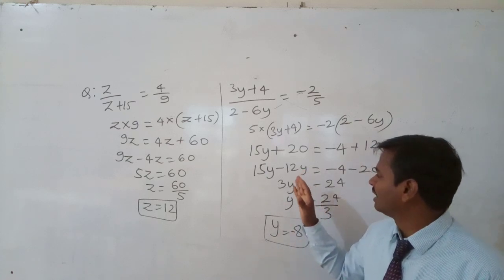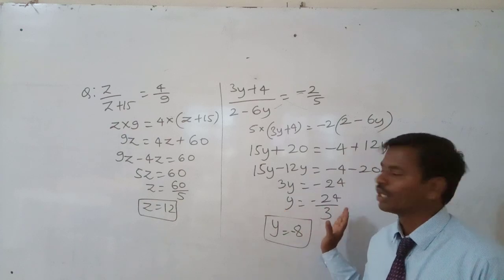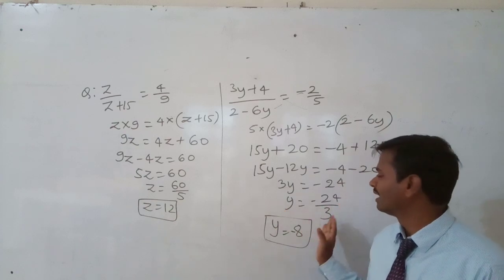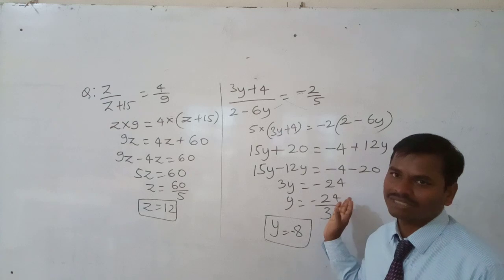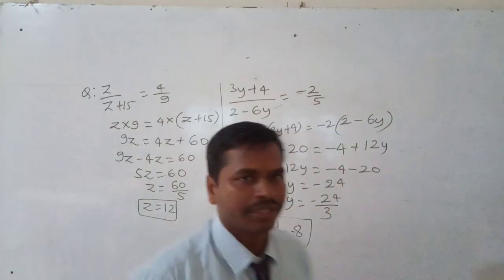Here first multiplication is there, last it will become division. 24 divided by 3, 3 8s are 24. That's why y equal to minus 8. Okay.